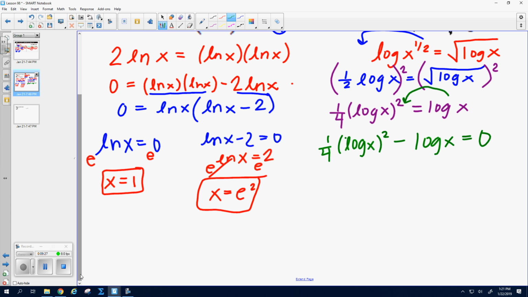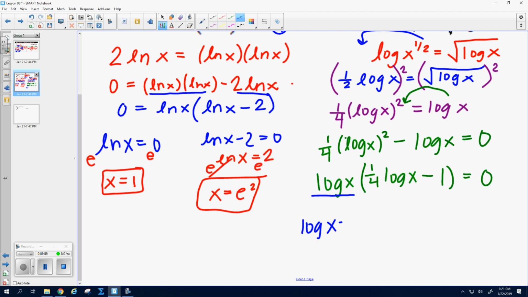So now we have a GCF. So Harrison, what can I factor out of both terms? Yeah, log x. And Evan, what's left right here if I factor out a log x? Yep, 1/4 log x. And right here, if I take out a log x, Stella, what's left? Yeah, very good. All right, so now I factored. I can set each piece equal to 0. So log x equals 0. And this part right here, 1/4 log x minus 1 equals 0.